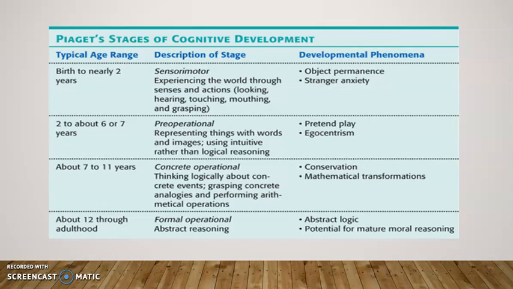Then from the ages of 2 to about 6 or 7 is the pre-operational phase, representing things with words and images using intuitive rather than logical reasoning. This is where children will engage in pretend play. About 7 to 11 years old, it's concrete operational, so you think logically about concrete events. Concrete events are things that you can actually explain and you can see and you can do, grasping concrete analogies and performing arithmetical operations.